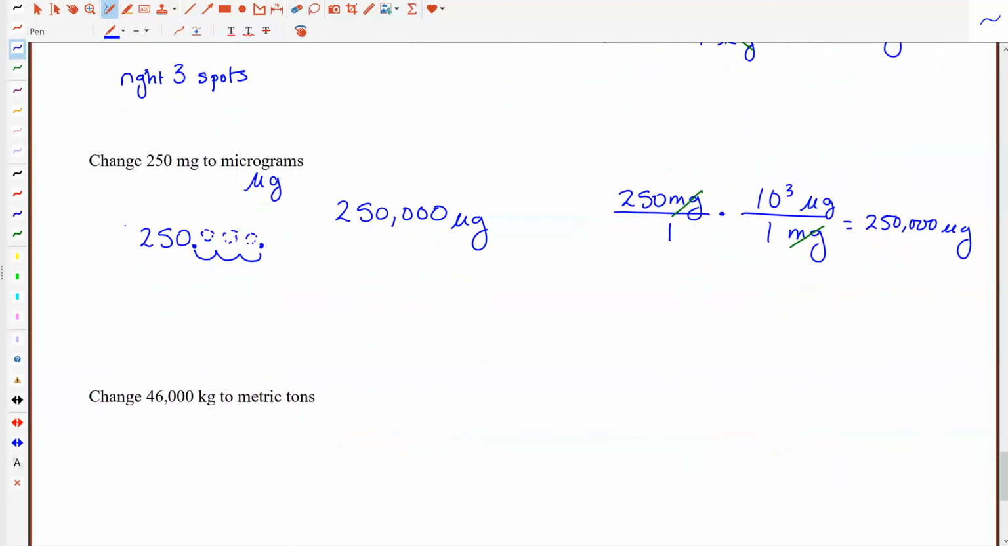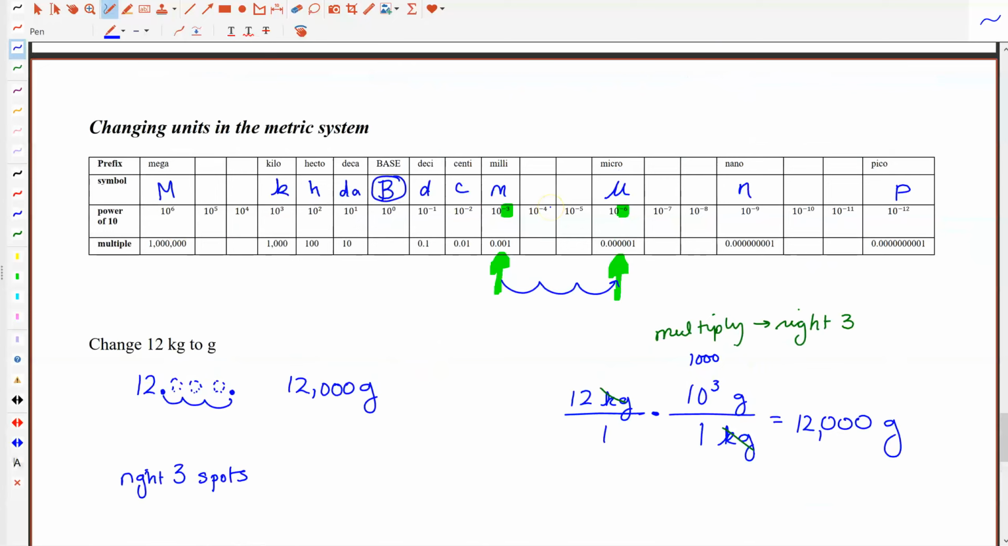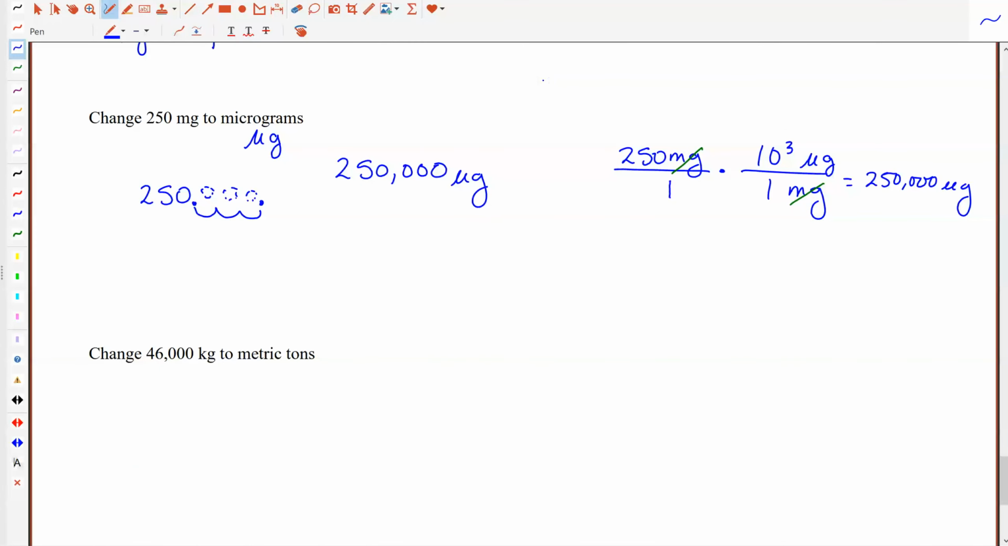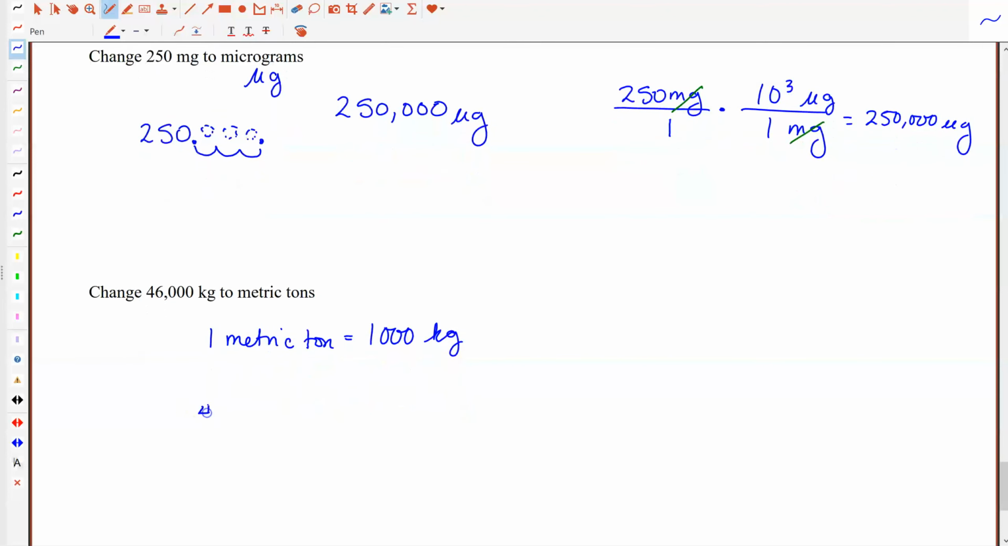All right, what about working with one with the tons? So say I want to change 46,000 kilograms to metric tons. Metric tons is not on this table, so we need to actually remember the relationship that 1 metric ton is equivalent to 1,000 kilograms. In order to get a better sense of what's going on, again, we're going to set this up as a conversion factor. The given information, the 46,000 kilograms, I'm going to put over 1. The units I'm going to want to cancel is kilograms. So when I go to set up my new fraction, kilograms goes on the diagonal of where it was.